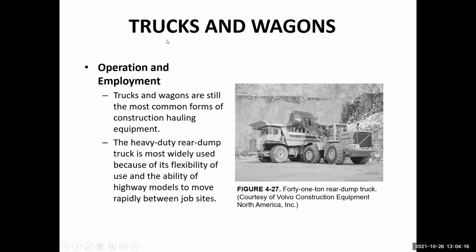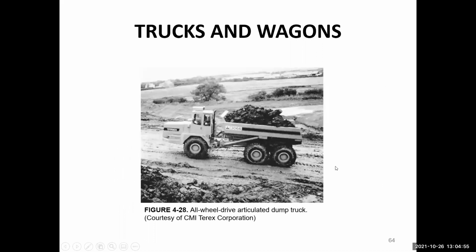After the scraper, we have the topic of trucks and wagons. The operation and employment of trucks and wagons is quite self-explanatory. Trucks and wagons are still the most common form of construction hauling equipment. The heavy-duty rear dump truck is most widely used because of its flexibility of use and the ability of highway models to move rapidly between job sites. A 40-ton rear dump truck is shown here. Trucks are very common construction equipment, and they can be used to transport material from one location to another in a much more efficient way.